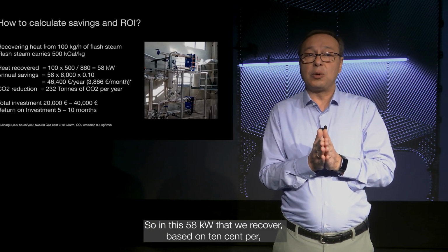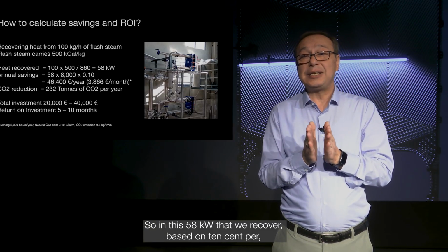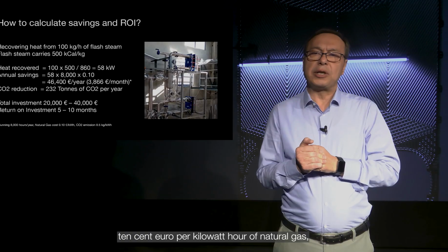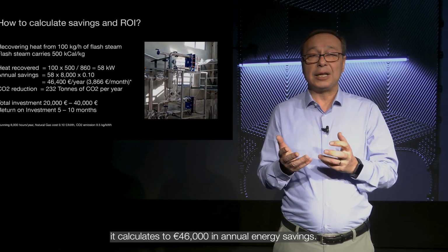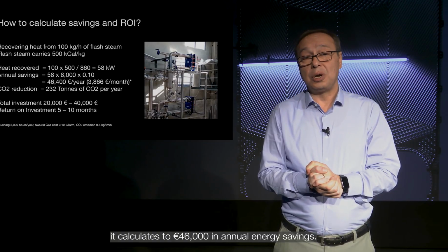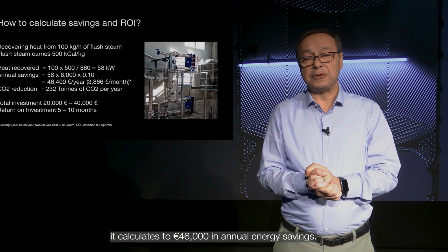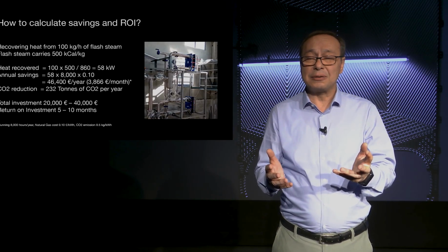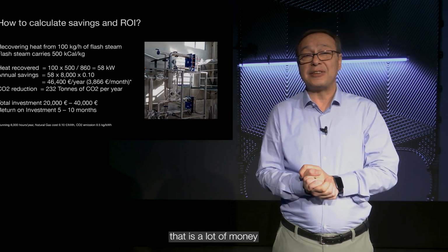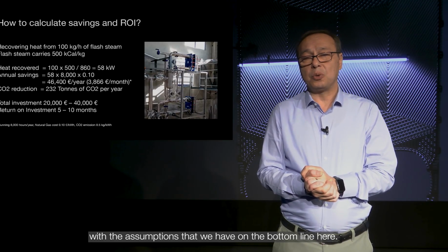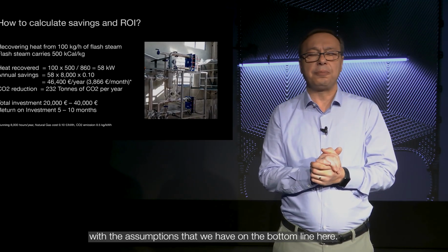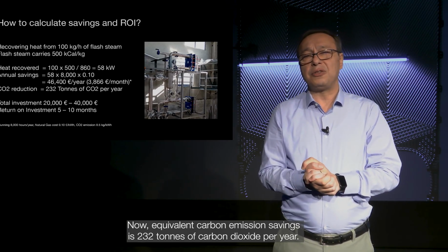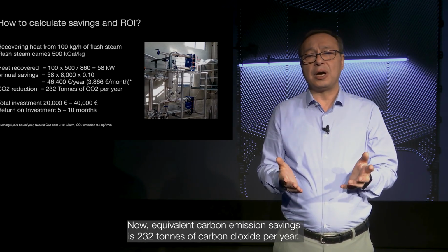So in this 58 kilowatts that we recover, based on 10 cent euro per kilowatt hour of natural gas, it calculates to 46,000 euro in annual energy savings. And if we divide that, it's about just under 4,000 euro a month. I repeat, 4,000 euro a month. That is a lot of money, with the assumptions that we have on the bottom line here. Now, equivalent carbon emission savings is 232 tons of carbon dioxide per year.